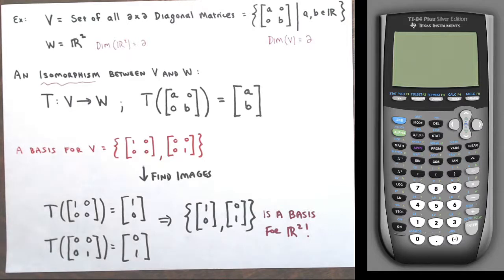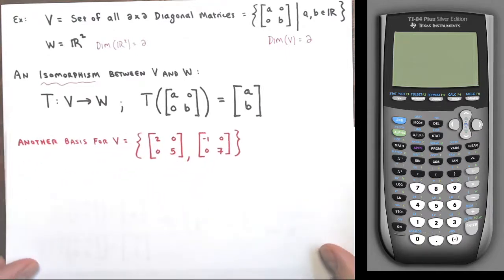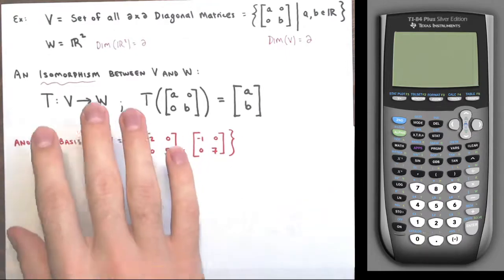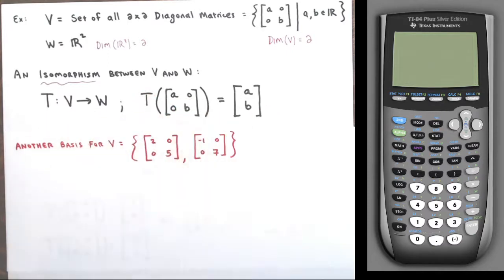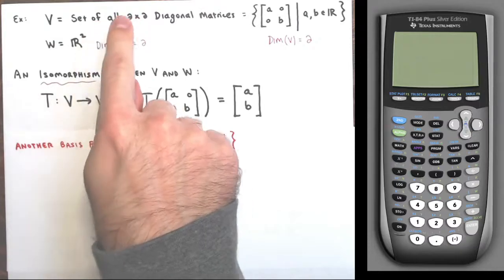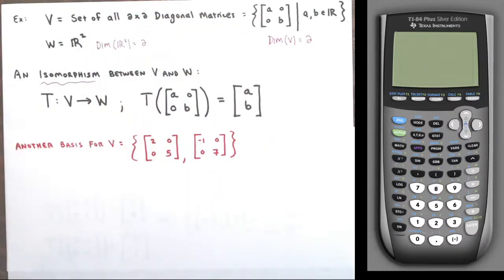So same example, right? That was just with the standard bases. Here's a different one. So same isomorphism, the same transformation T. The domain is still the set of all 2 by 2 diagonal matrices. The codomain is still R2.